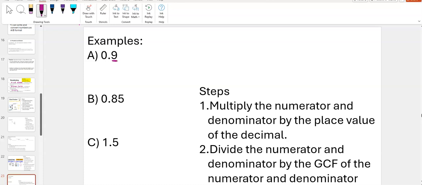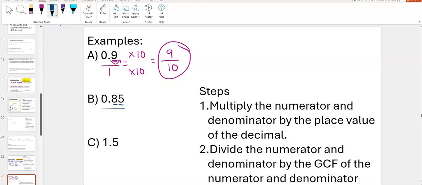I've got 1 spot on my decimal. That means that's 9/10ths. So I'm going to times everything by 10. That's going to move my decimal 1 place to the right and get me 9. 1 times 10 is 10. I cannot reduce 9/10ths any farther, so I am done. It is in its simplest form. Okay, next one.